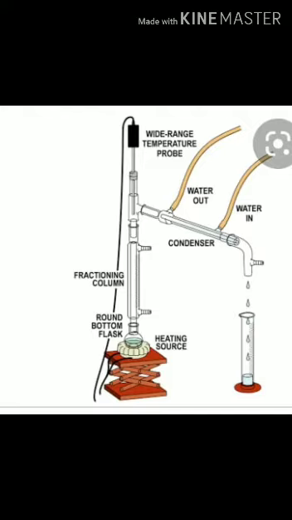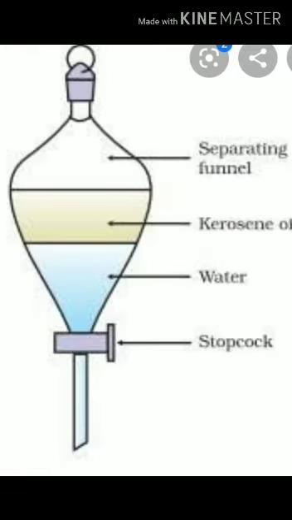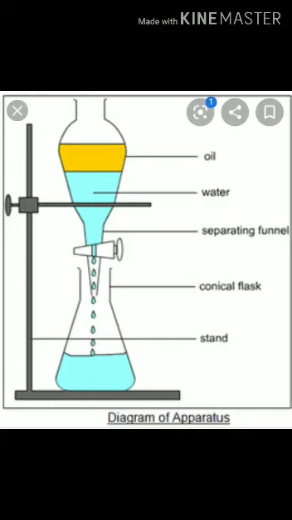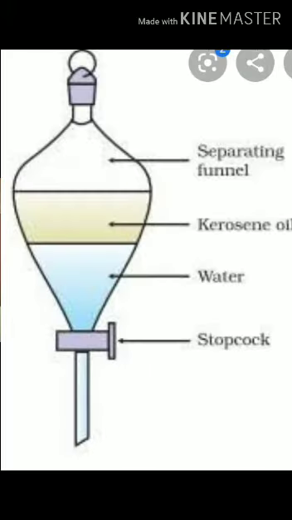Now let us move on to another process, called the separating funnel. A separating funnel is used to separate a mixture of immiscible liquids. The method is based on the principle that in immiscible liquids, the lighter liquid floats above the layer of the heavier liquid. A separating funnel is a glass apparatus that is narrow at the bottom with a stopcock like a tap.